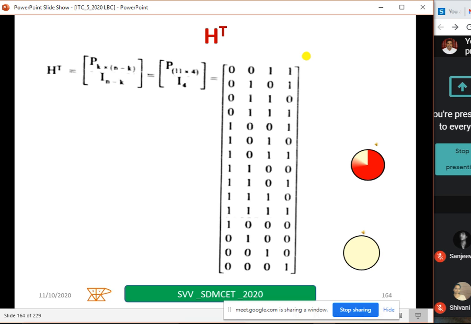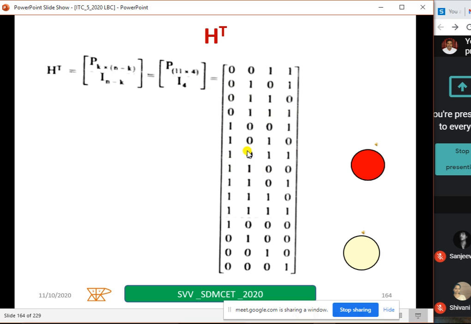So copy down H transpose. Once I write H transpose, sir, can I change the combination of these zeros and ones? Okay, but don't repeat. Don't use the same 0 0 1 twice like that.